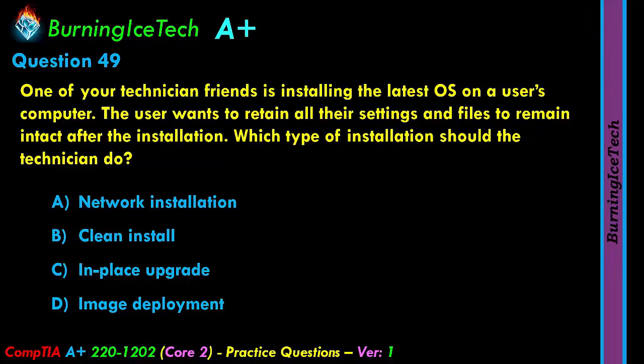Looking at answer D, image deployment. No guys, image deployment normally entails doing a clean install of sorts. You're just going to go and do that kind of via the network or something, or via flash drive. So A, B, and D is out. The only one here that's going to kind of sort of allow you to keep your files, your settings, and possibly data is an in-place upgrade. The answer is answer C, in-place upgrade.